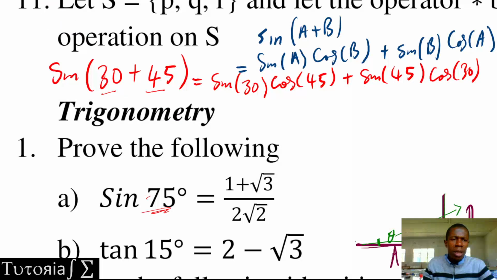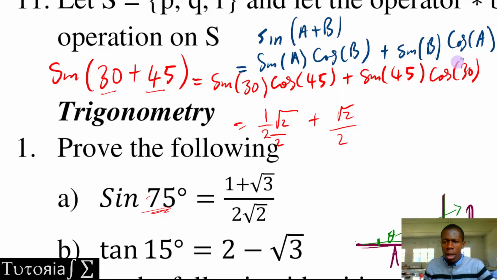Okay, so now this can be simplified. So we know sine 30, that is half. According to our chart, that is half. Cos 45, that is root of 2 over 2, plus sine 45, that is root of 2 over 2. Then cos 30, that is root of 3 over 2. Okay, so here we can simplify.